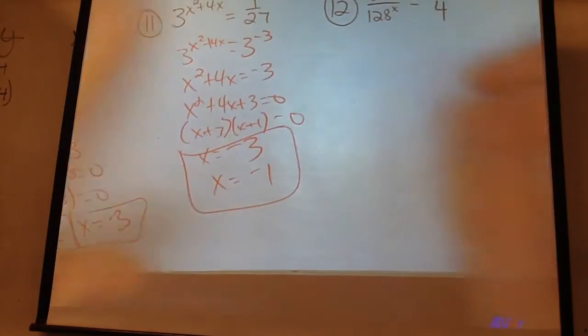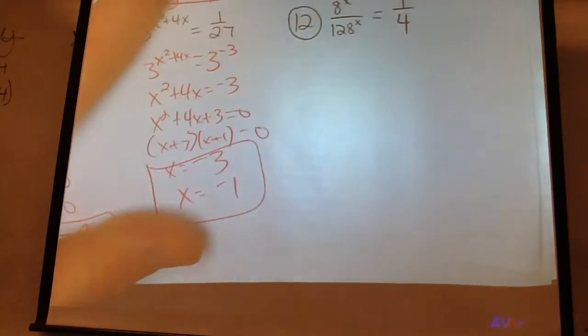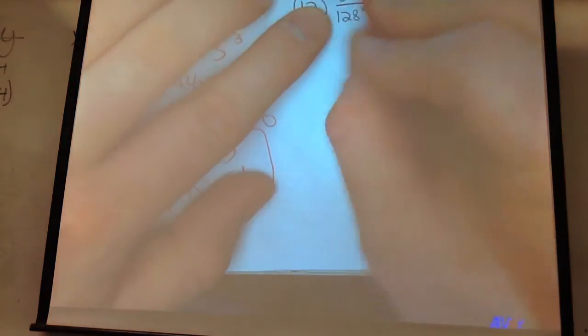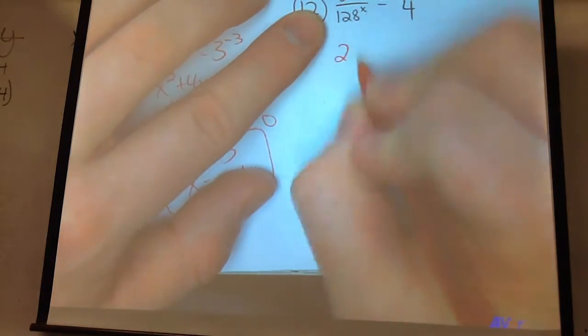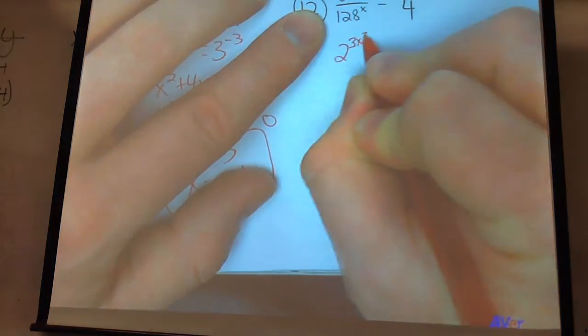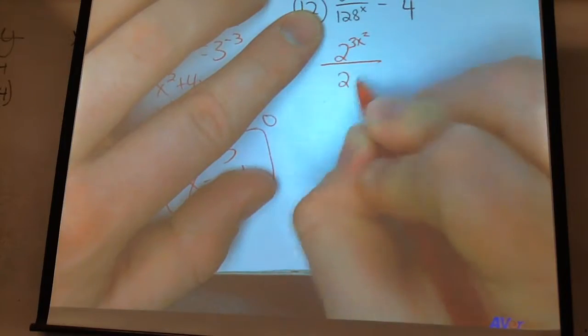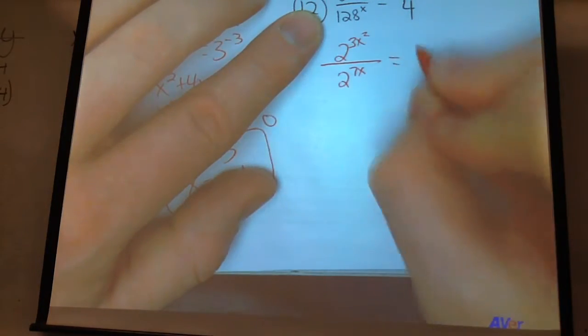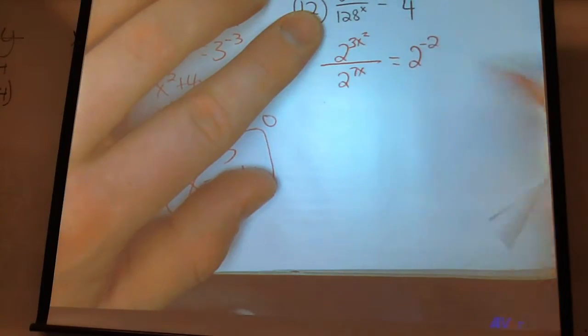And this one, yeah. What's the common base? 2. So change them all to 2s. That's 2 to the third times x squared over 2 to the seventh. Thank you, I didn't know it in my head. And that's 2 to the negative 2.